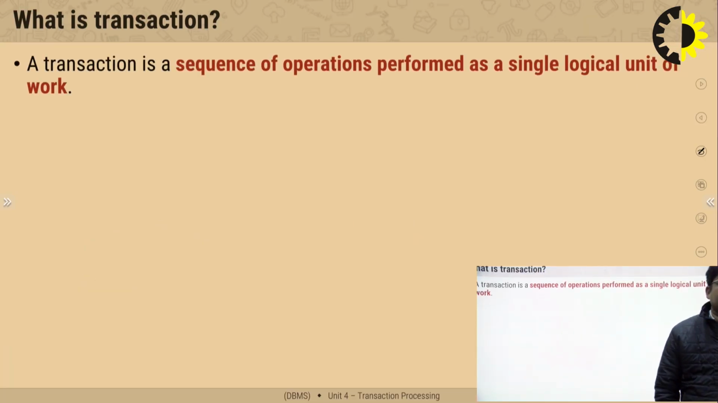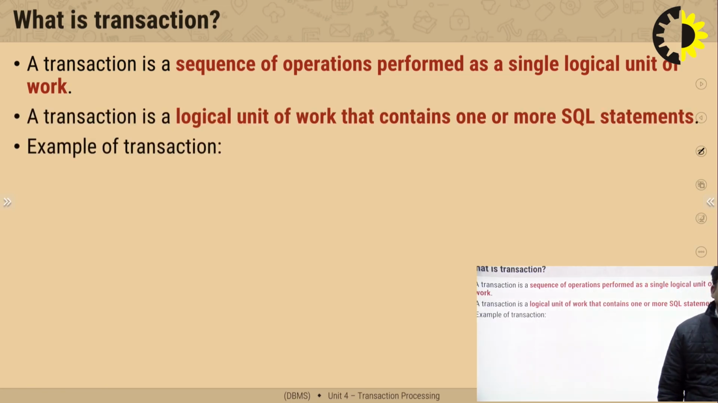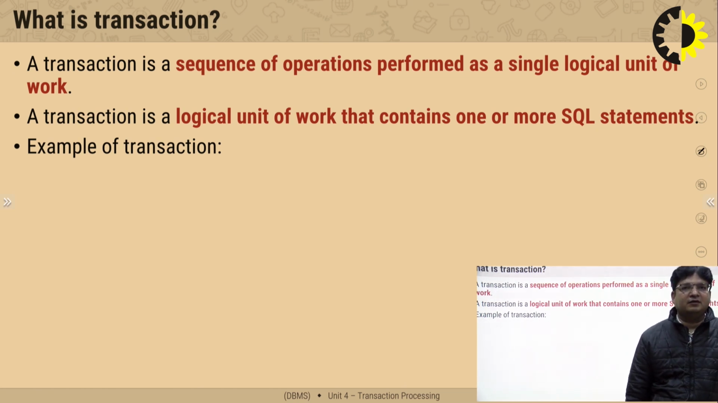So, what is a transaction? A transaction is a collection of operations or a sequence of operations that is performed as a single logical unit of work. It is a unit of work that contains one or more SQL statements in the form of read and write operations. Read operations read the value from the disk, and write operations perform the manipulation on that particular data item and transfer the updated value back to the disk from the buffer. Let us consider an example of a transaction.